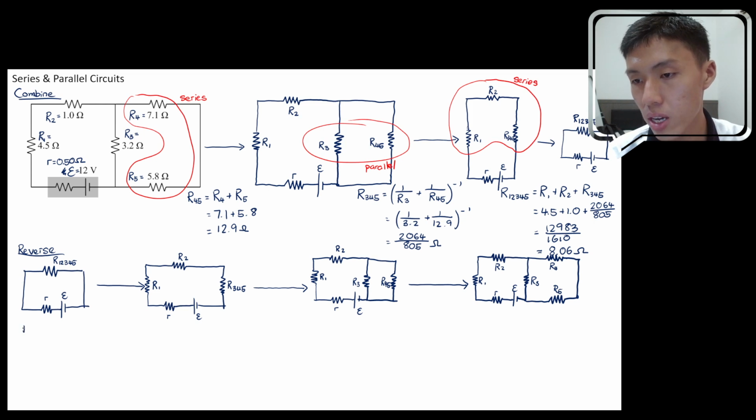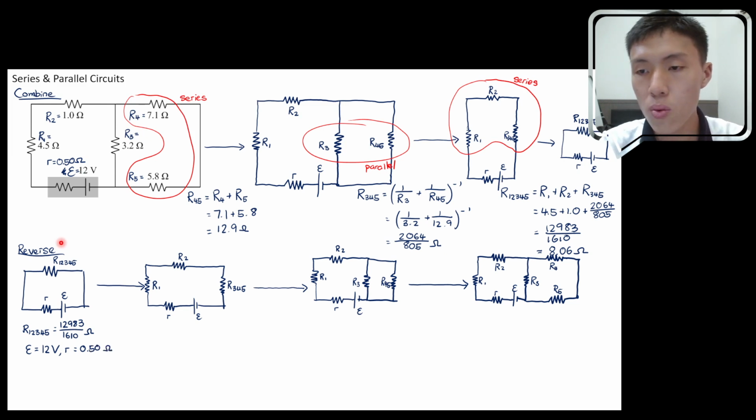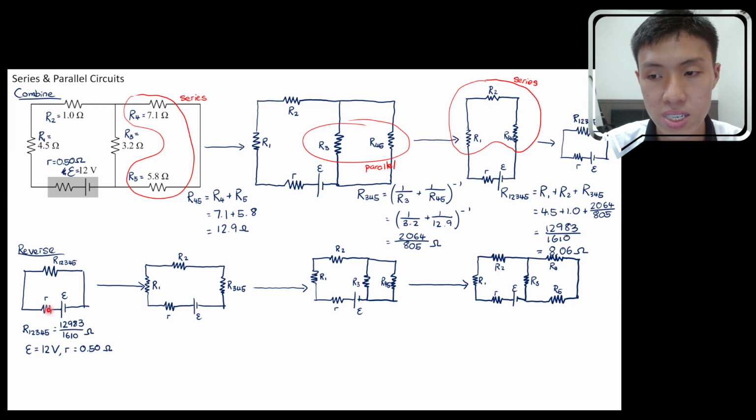Okay, I happen to know that R1, 2, 3, 4, 5 is equals to 12983 divided by 1610 ohm. That's the resistance. And I am aware that epsilon is equals to 12 volt and internal resistance is equals to 0.50 ohm. So well, I know that R12345 here is outside the battery, so I can consider it to be our external resistance, whereas this small r over here will be our internal resistance. So there's two things that I can calculate here. First, I can use the first equation for internal resistance and EMF.